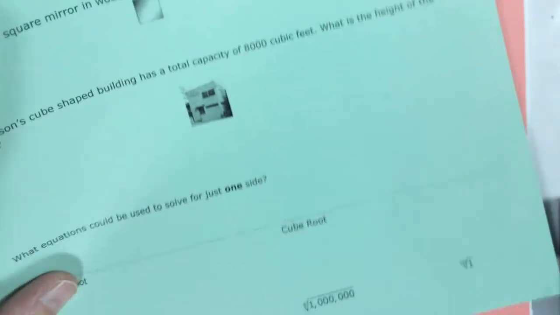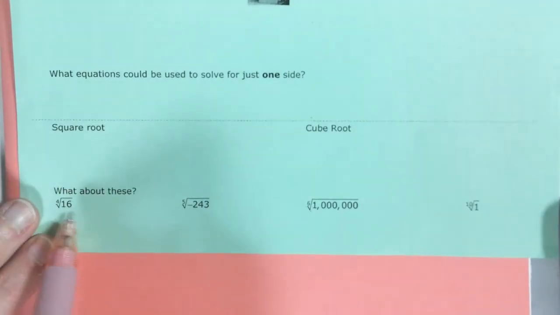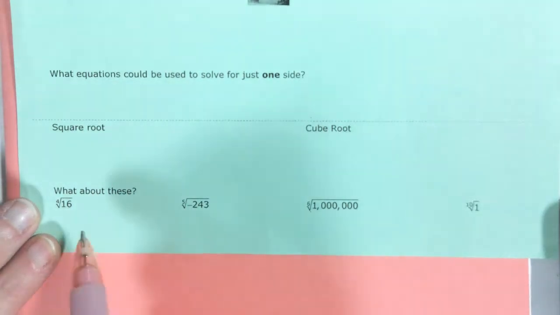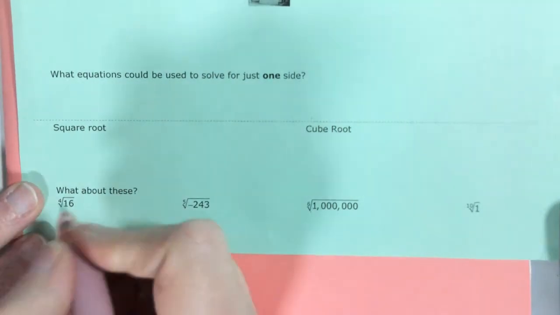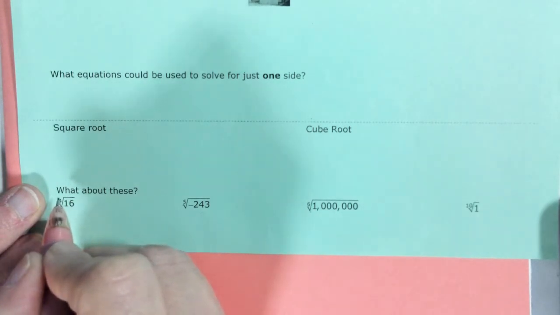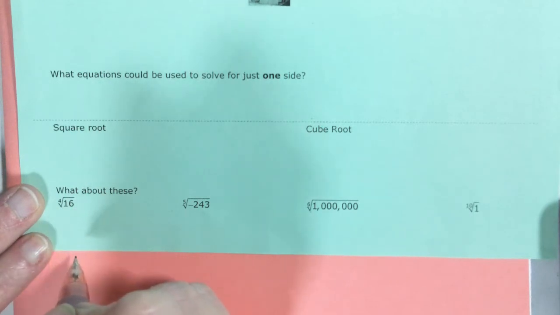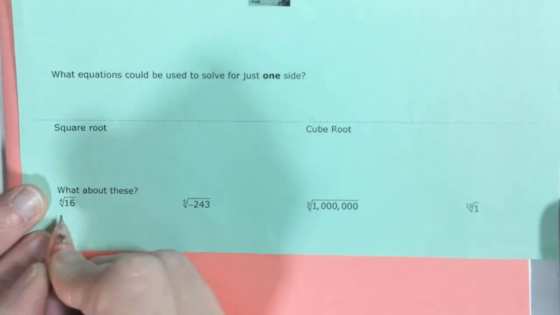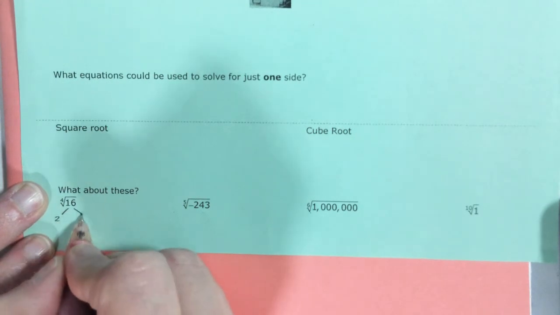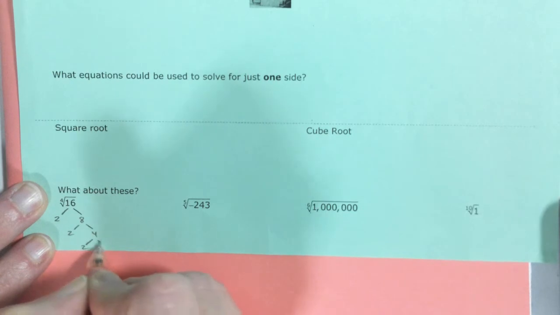All right, so let's go down here and look at this problem right here. For this one, can I take the root of these? Well, the 4 root of 16. How many of the same factor do I need to be able to take an even root? I need 4. So 16 is 2 times 8. 8 is 2 times 4. 4 is 2 times 2.